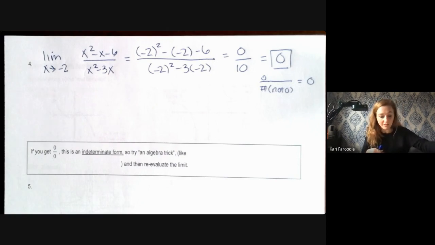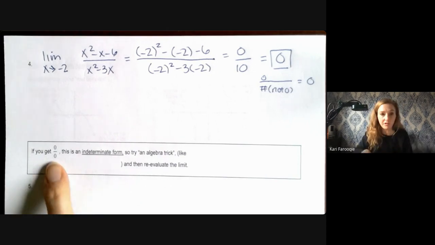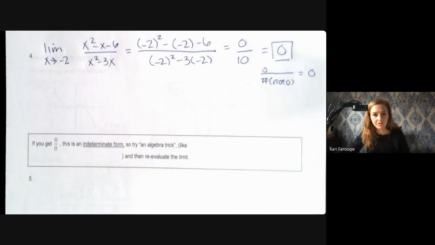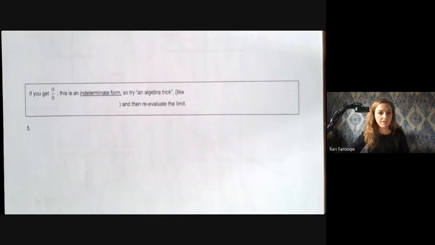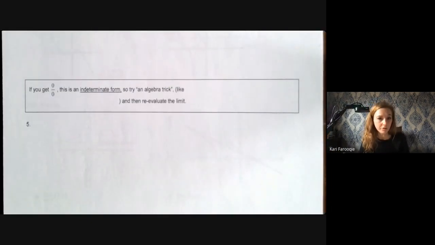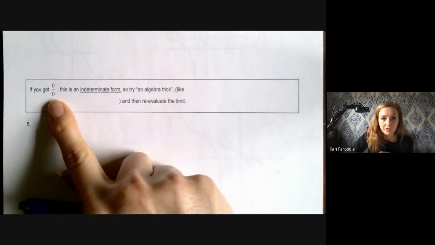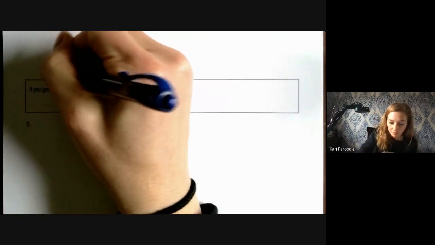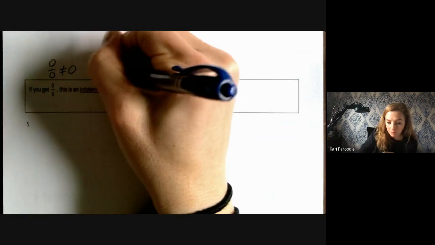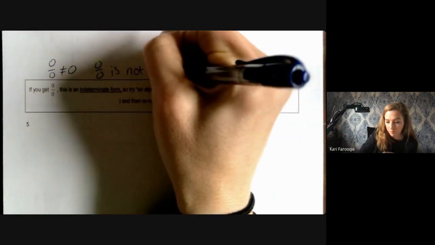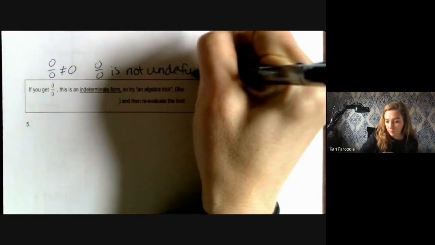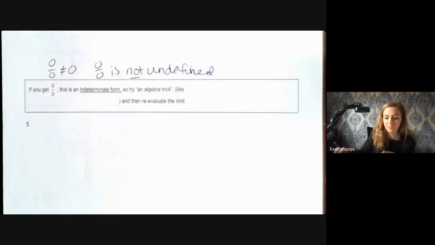Okay, let's talk about what happens when we end up getting 0 over 0, because this happens quite a bit in calculus on purpose, but this is called an indeterminate form. It's not 0. 0 over 0 is not 0, and it's not undefined. Undefined is a different situation.